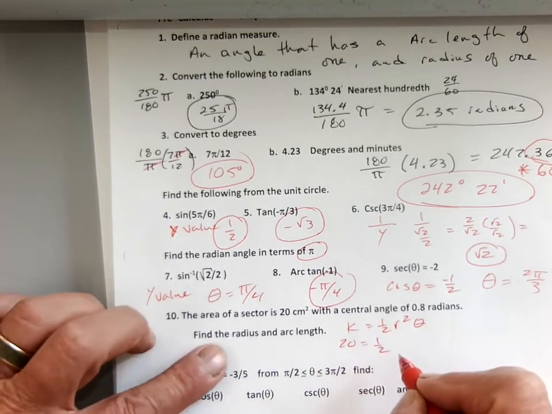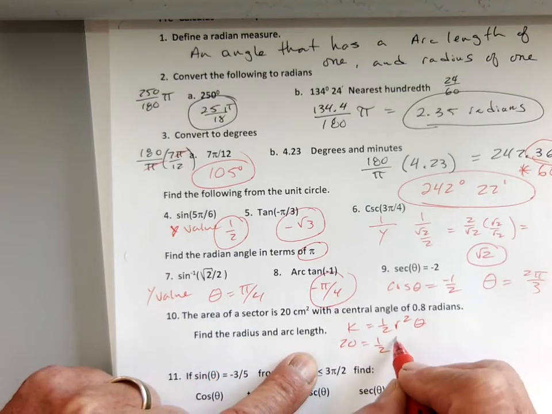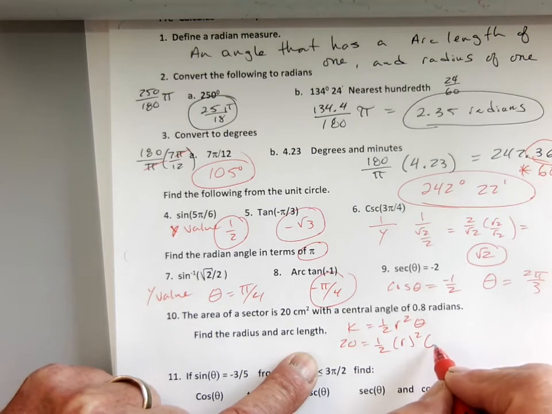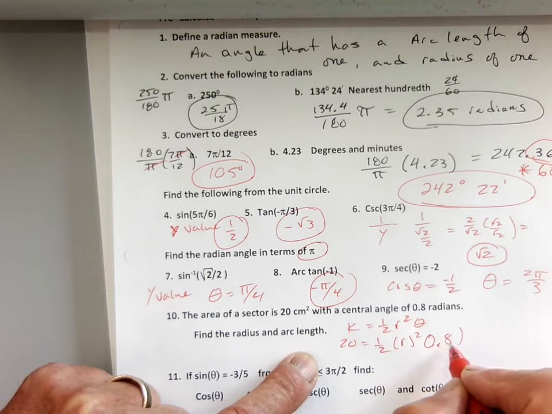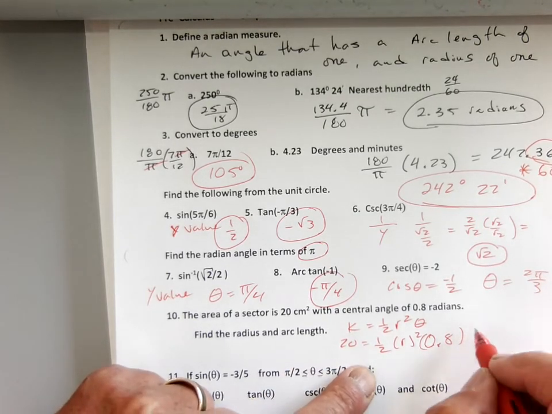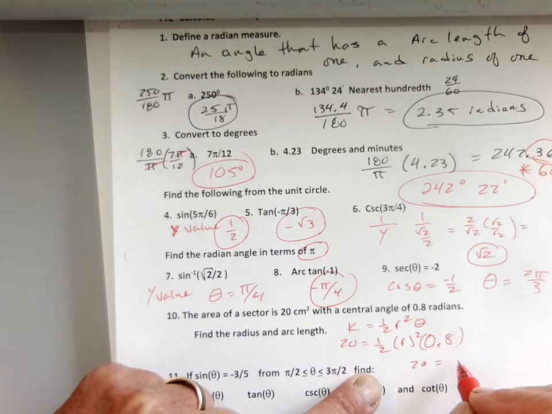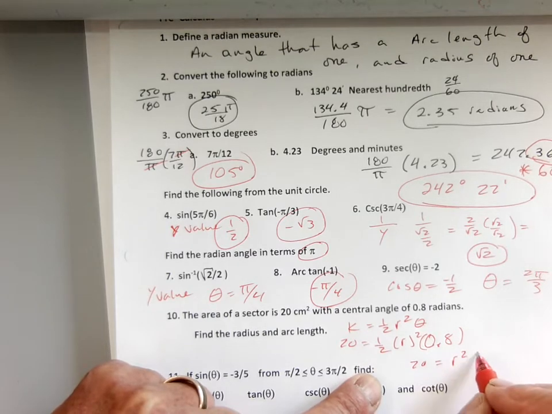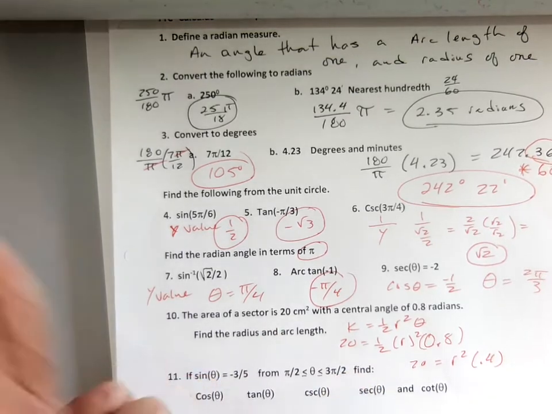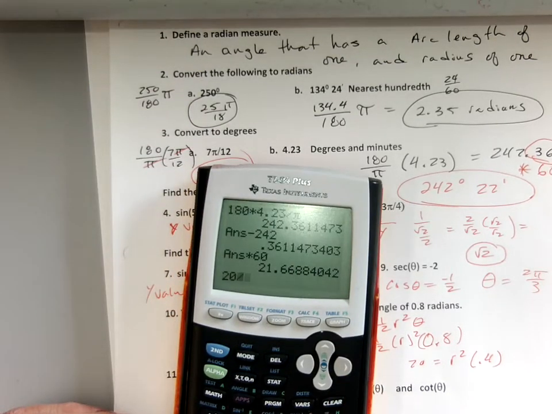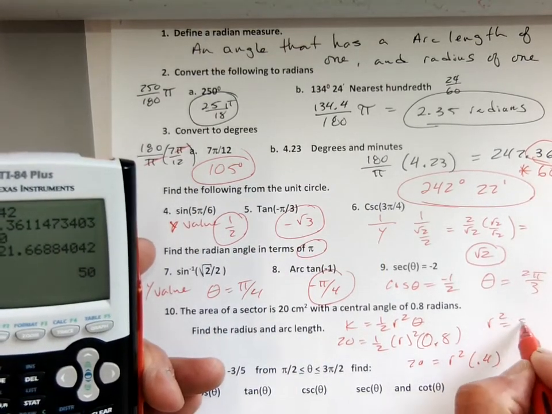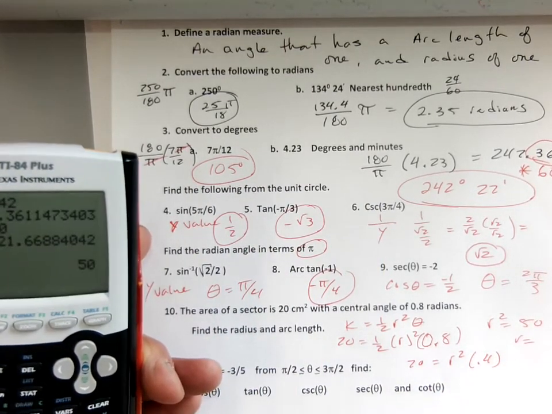So 20 equals 1/2. I don't know the radius, but I will in a second. R squared. And I know the angle is 0.8, and I'm just going to solve. Half of 0.8 is 0.4, so 20 equals r squared times 0.4. I'm going to divide by 0.4. 20 divided by 0.4 gives an answer of 50. So r squared equals 50. R is the square root of 50.